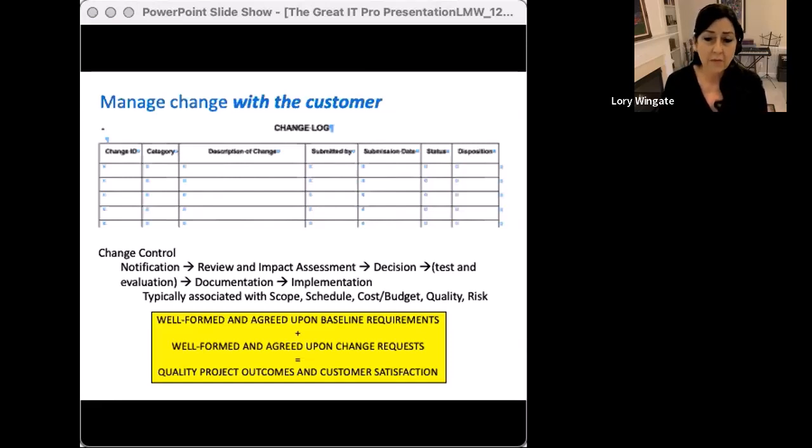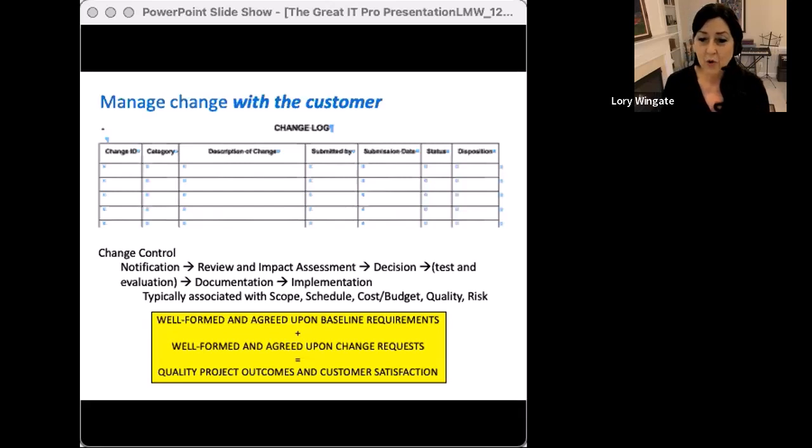And when we're trying to form a perception of quality, we do so with solid project baselines and change management, risk management, mitigation and risk reduction, transparency, and also invited input to the processes and the project itself. So if we want to have a high level of perceived quality in our project outcomes, we start with solid change control. And ultimately, quality outcomes start with well-formed and agreed upon baseline requirements. And then we've added in well-formed and agreed upon change requests.